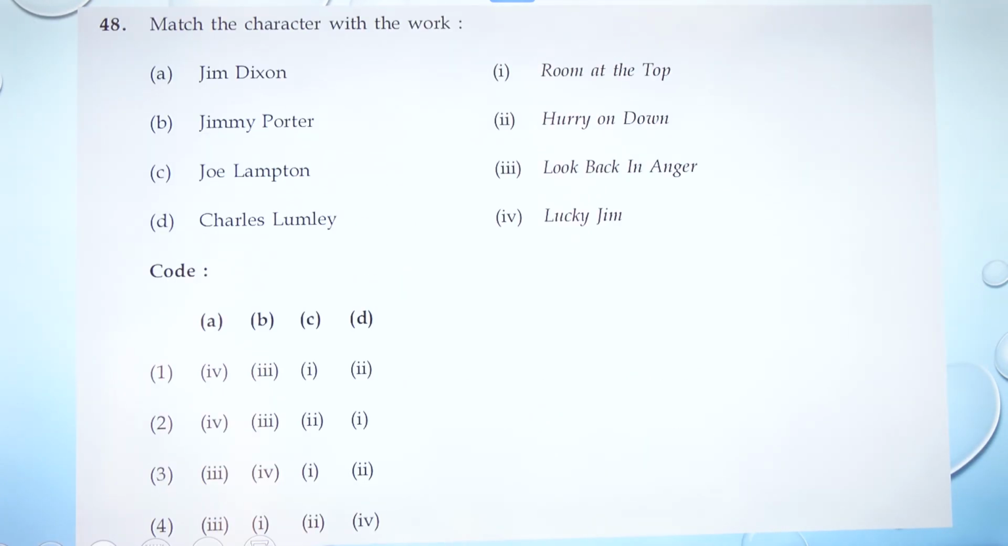48. Match the character with the work. A Jim Dixon, number 1 Room at the Top, B Jimmy Porter, number 2 Hurry on Down, C Joe Lampton, number 3 Look Back in Anger, D Charles Lumley, and number 4 Lucky Jim. And we have here the codes, and the correct code is number 1.